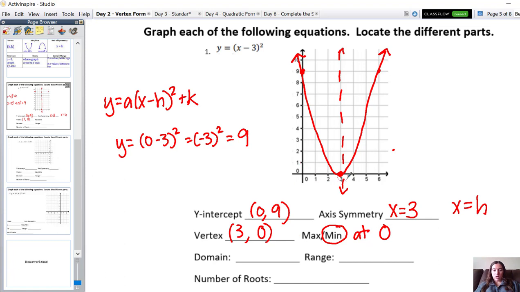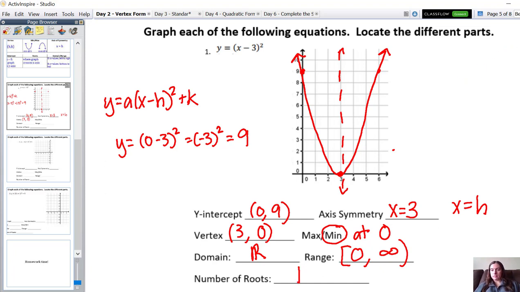Our domain, we have arrows pointing to the left forever and to the right forever, so our domain is negative infinity to infinity, or all real numbers. I'm going to write all reals just because it's easier to write. The range, the lowest that this graph gets, is 0, and then we have arrows pointing upward, so it's going towards positive infinity. And then we need the number of roots. How many times does this graph touch the x-axis? In this situation, it only touches it once, so we have 1 root.